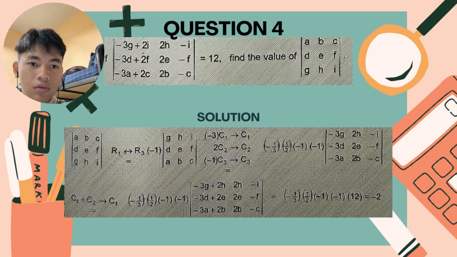And then we add column 1 plus column 2. We get new column 1. There is no change when we add. And then the last answer will be: we multiply with only the ones at the front, which are negative 1/3, 1/2, negative 1, negative 1, and 12. 12 is from the question. And then we get negative 2.